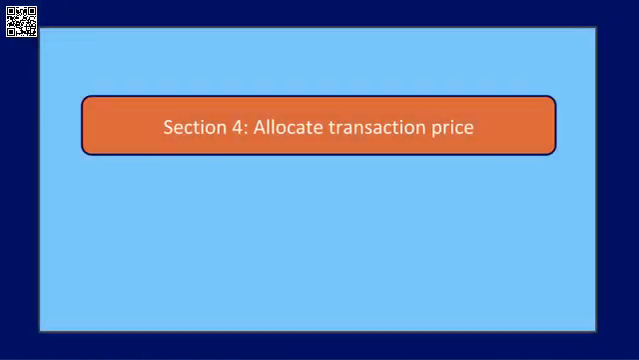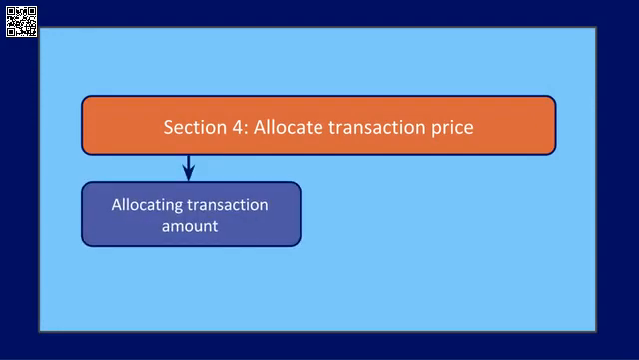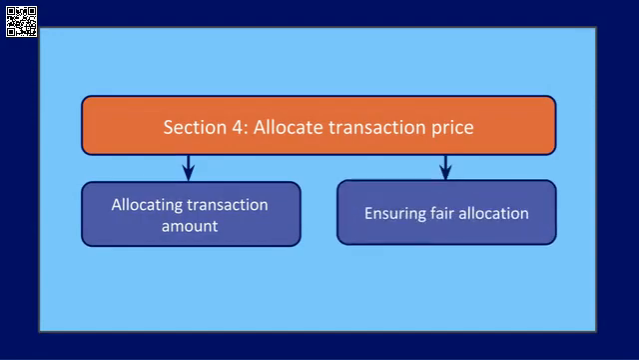Section 4. Allocate the transaction price. Now that the separate performance obligations have been identified and the transaction amount determined, the transaction amount can be allocated to each of the performance obligations. The objective here is to ensure a fair allocation and to prevent the front-loading of revenue.